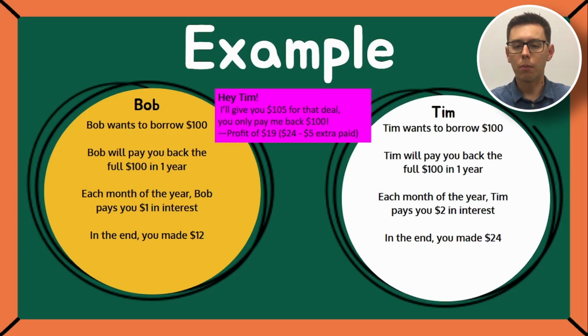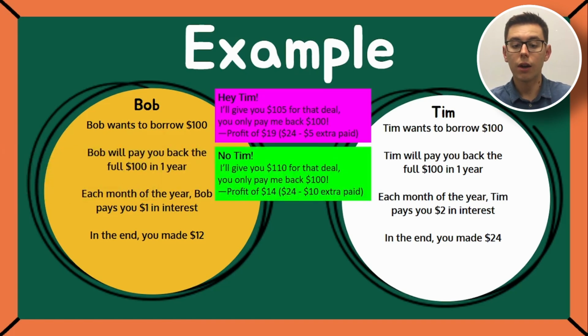But before, Bob was our only option. The only option we had was to make $12. So this person in pink comes up and says, hey Tim, I'll pay you even a little bit extra so that I can give you the loan. This means he'll get $24 in interest, but he paid $5 extra, or you could say a $5 premium for that bond. So he still gets a profit of $19. This is higher than what Bob was offering, higher than the market was offering, so it's still a lucrative deal.